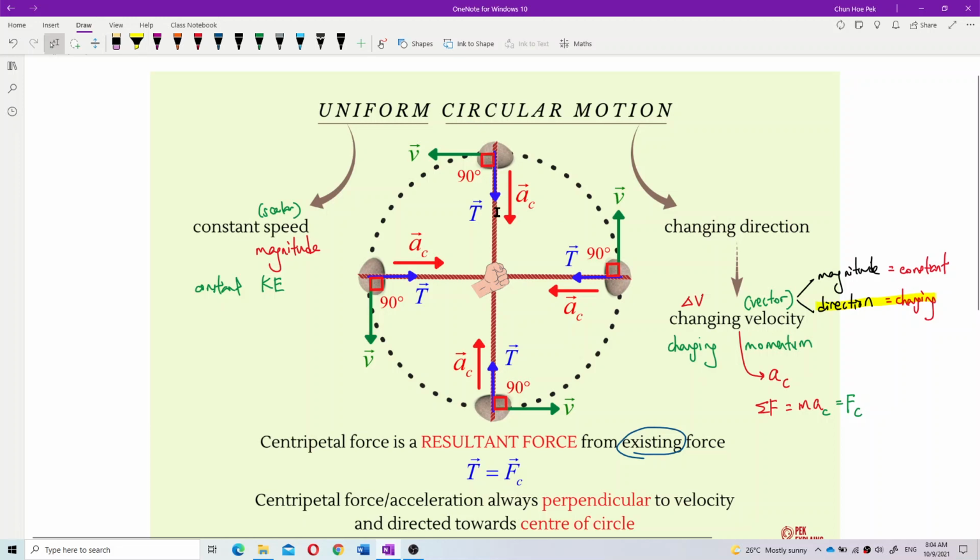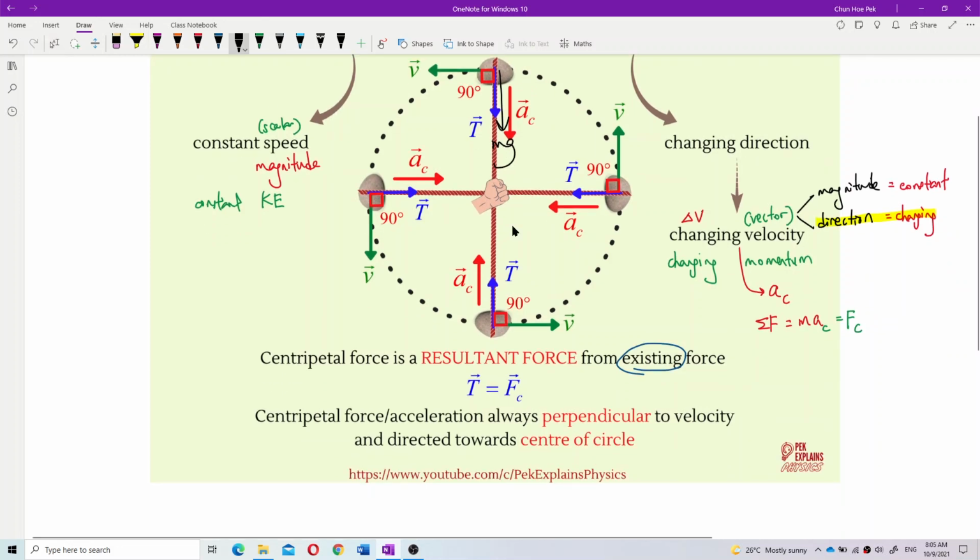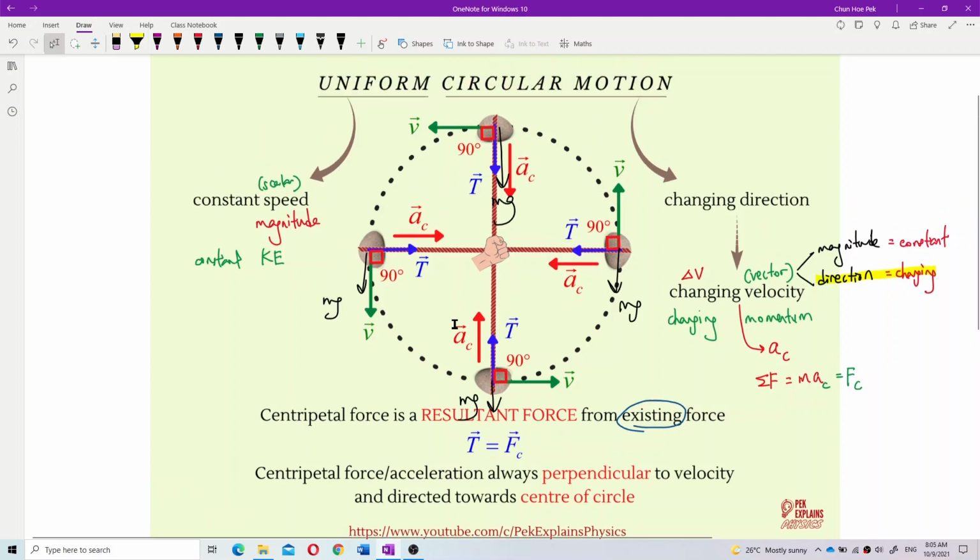You have the tension force. When you draw the free body diagram, this stone is connected to a rope, so there must be tension on the rope. Another thing, of course, in this example I neglect the weight of the stone. Since this is a vertical circular motion, actually there must also be the weight of the stone. Let me draw it out. Actually, there is one more force, called the weight, mg. But in this example I try to simplify the diagram.